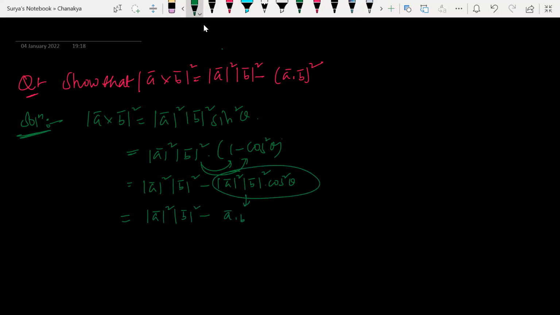A dot B, isn't it, guys? What is the A dot B formula? Vector A dot vector B is equal to magnitude of A, magnitude of B, cos theta. Right? That is the formula. I have the square simply. So hence proved. Can I say no?